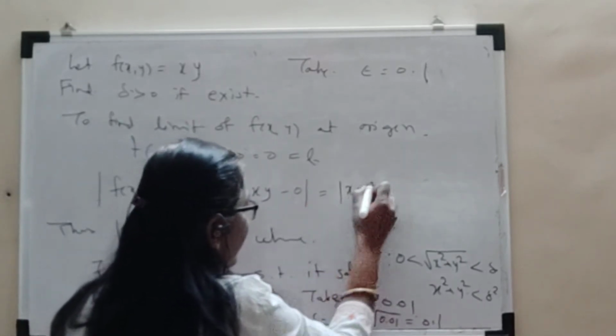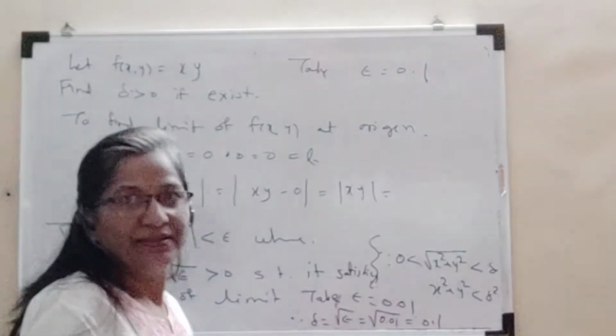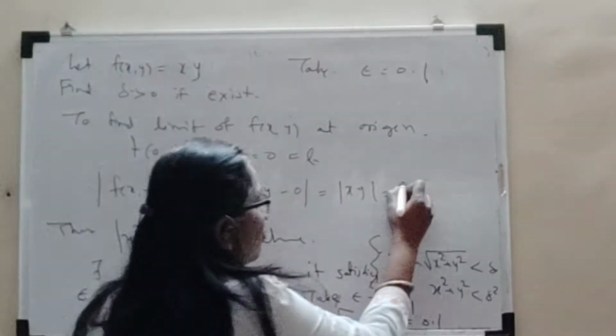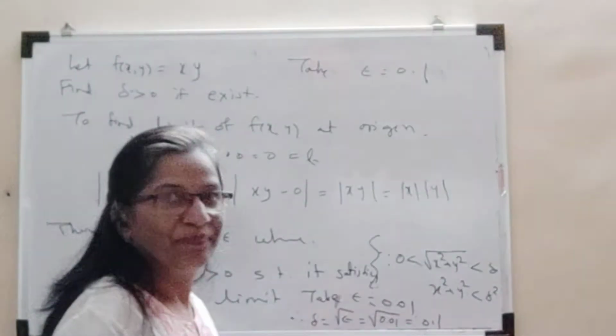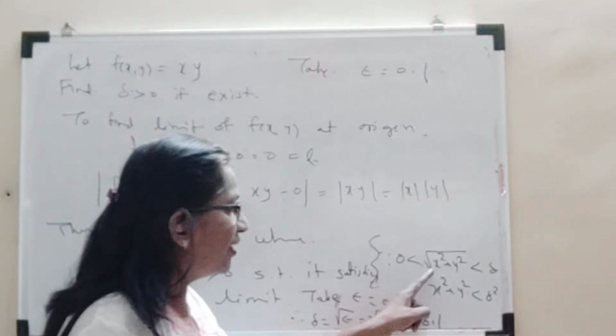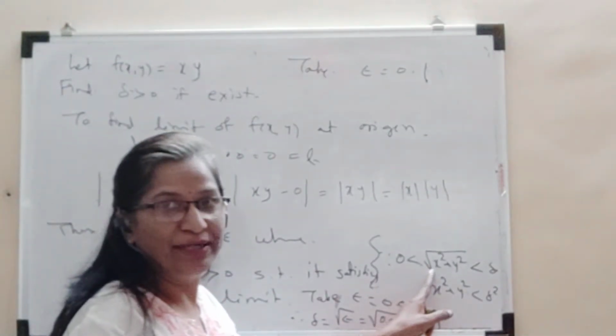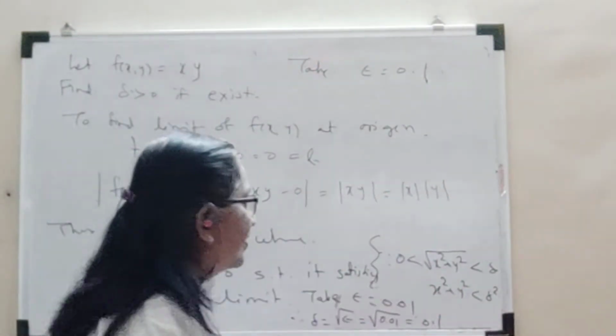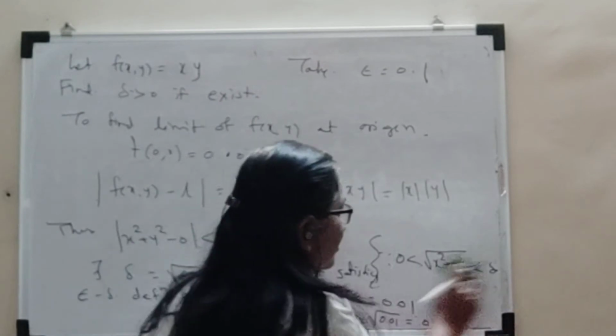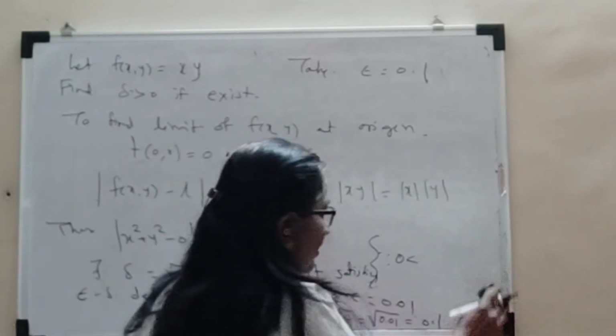Mod of xy, so that is equal to mod of x into mod of y. Now, instead of this circular neighborhood of a point, we use here a square neighborhood. So what is the square neighborhood of the origin?